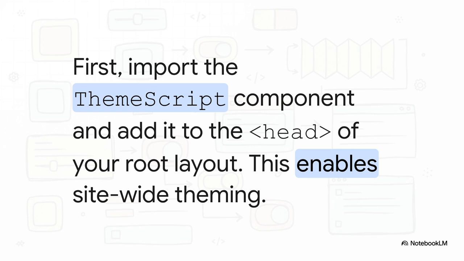And how do you turn this magic on? It's basically a two-step process if you're using the Next.js app router. Step 1, you grab this theme script component from the library, and you just drop it into your main layout file. That one little component is what powers the theming for your entire site.